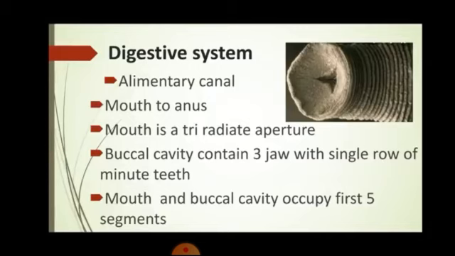So the wall of the buccal cavity contains 3 jaws with a single row of minute teeth. The buccal cavity is the space inside your mouth when you open it. That buccal cavity contains 3 jaws with a single row of minute teeth, and the jaws are provided with structures called papillae. The mouth and buccal cavity occupy the first 5 segments.